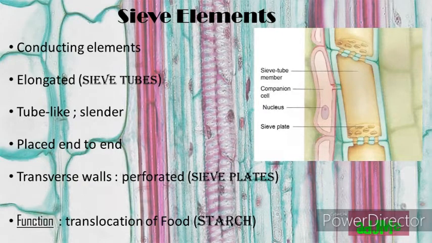Basically these elements are slender, so they are long and narrow. That's what is meant by slender. And they are placed end to end, that is one above the other. The main function of sieve elements is translocation of food. In the beginning itself I said translocation of food is done by sieve elements.